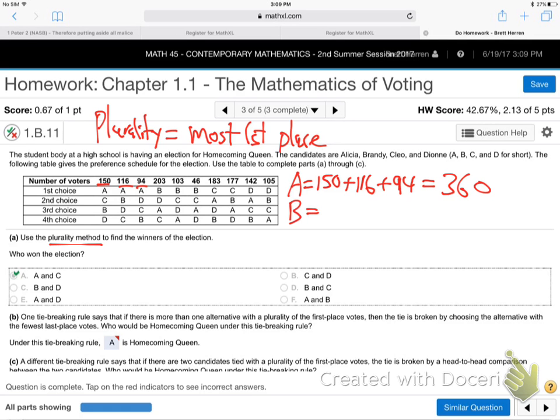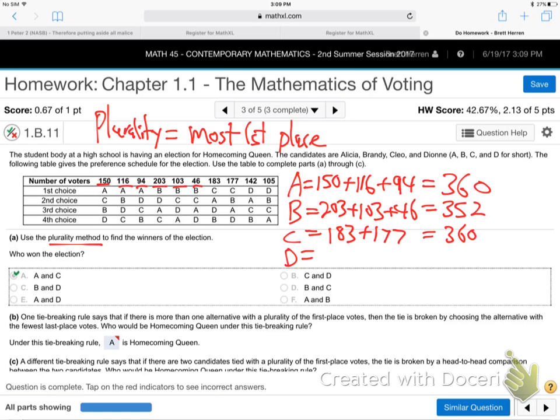And then B, we would do B, 203, 103, and 46. 352. Thank you. 352. And C would be 183, 177. Is it 360 again? Well, yeah, A and C tied. I should have known that. And then D would be the 142 and the 105. 247.